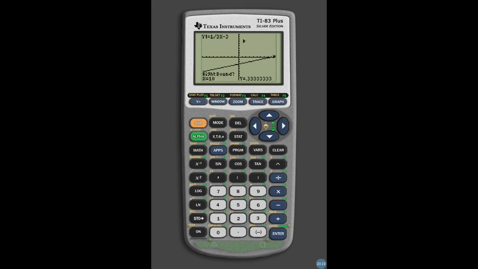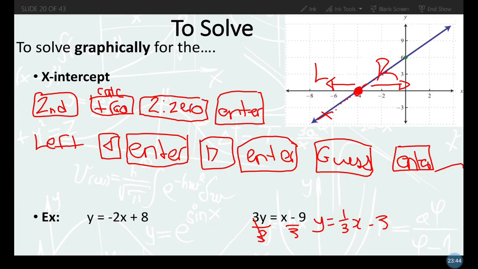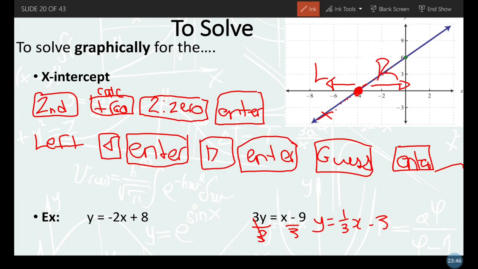So now I got to get right of that. Well, I'm pretty right of it now, so I'll hit enter. And then I'm guessing, I don't know, it looks like maybe it's somewhere right around here. So I hit enter again, and then it tells you there's a 0 at 9, 0. So I could write that down for that function. So there's a 0 at 9, 0.